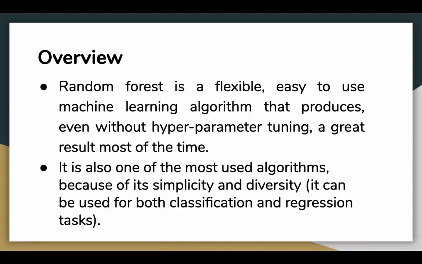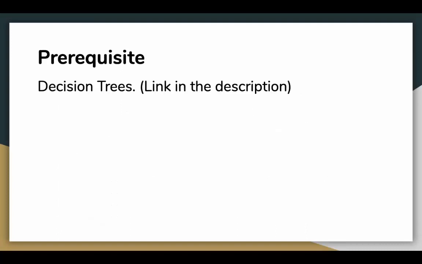Random forest is a flexible, easy to use machine learning algorithm that produces, even without hyperparameter tuning, a great result most of the time. It is also one of the most used algorithms because of its simplicity and diversity. It can be used for both classification and regression. So, before learning about random forest, one must know how decision trees work. So, make sure that you know what decision trees are before watching this video. You can find a very good explanation of decision trees in the link in the description.